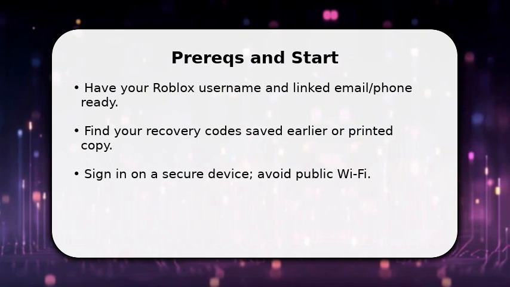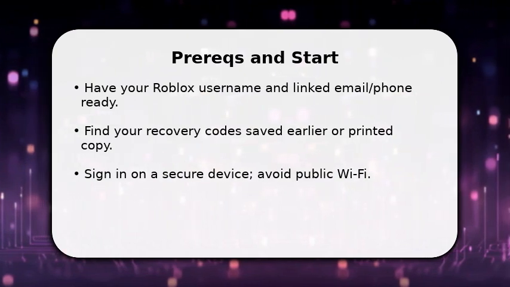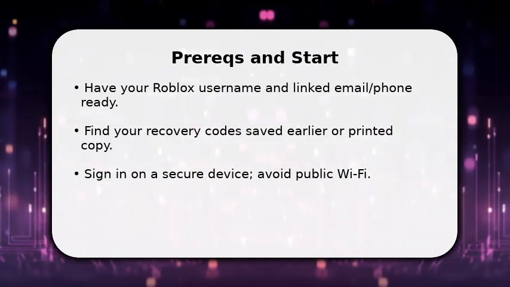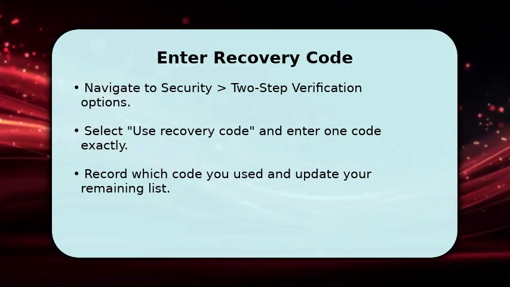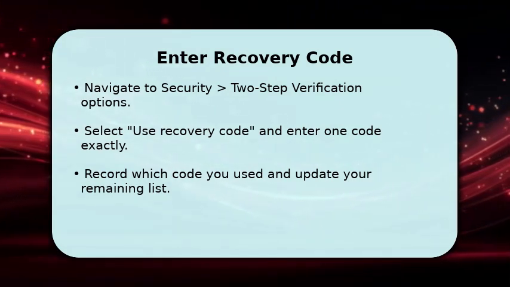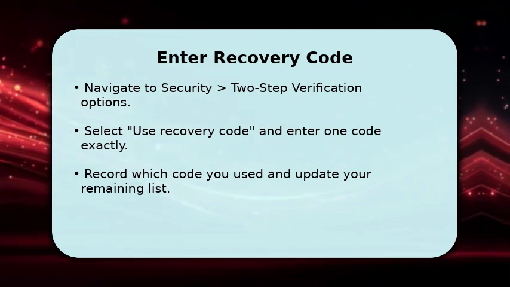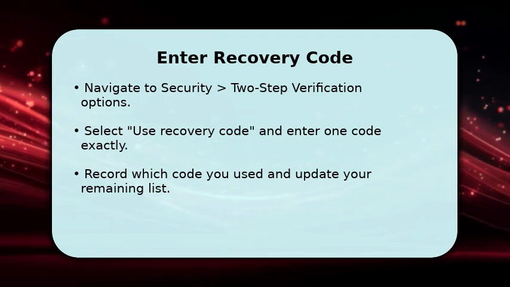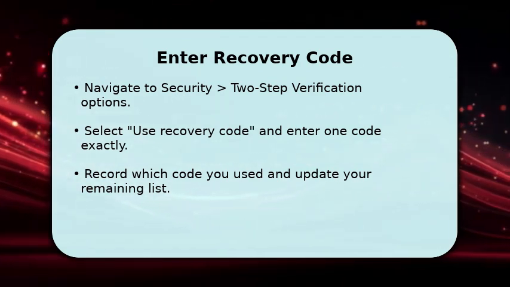Start the recovery process immediately by choosing the two-factor problem option, because timing avoids lockouts and keeps the account secure for the next steps. You now continue by opening Security and choosing two-step verification options. Once there, pick the option to use a recovery code instead of the authenticator. Type one recovery code exactly as saved, matching characters and hyphens, because a single mistyped digit will fail.